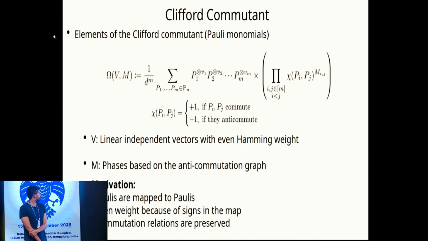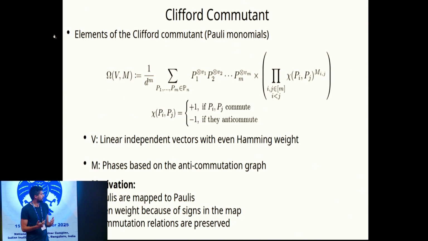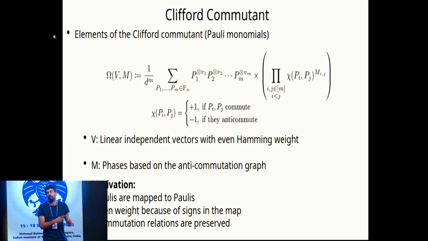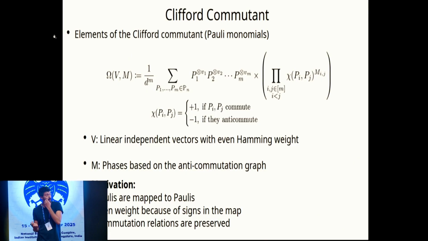Now, maybe as a brief motivation, why should those elements be in the commutant? Cliffords map Paulis to Paulis. And what we are doing here is summing over all Paulis. So what Cliffords then do is just rearrange the Paulis, but this is invariant since we sum over all of them. We need that these tensor powers have even weight.